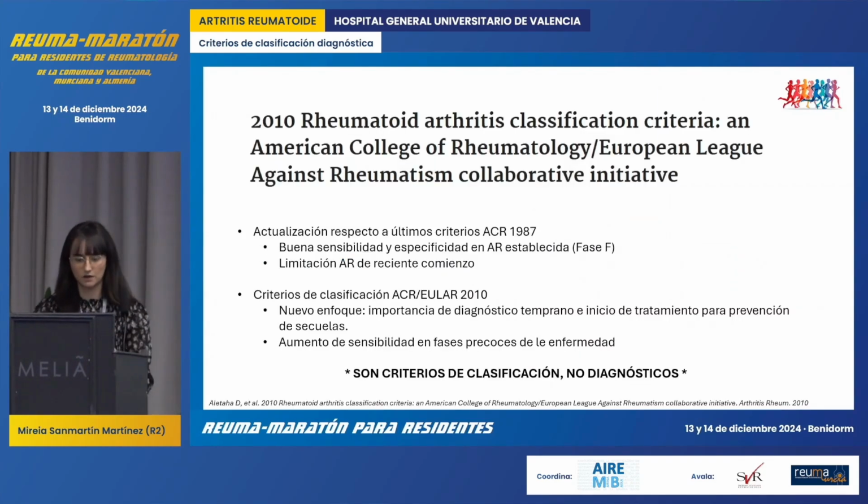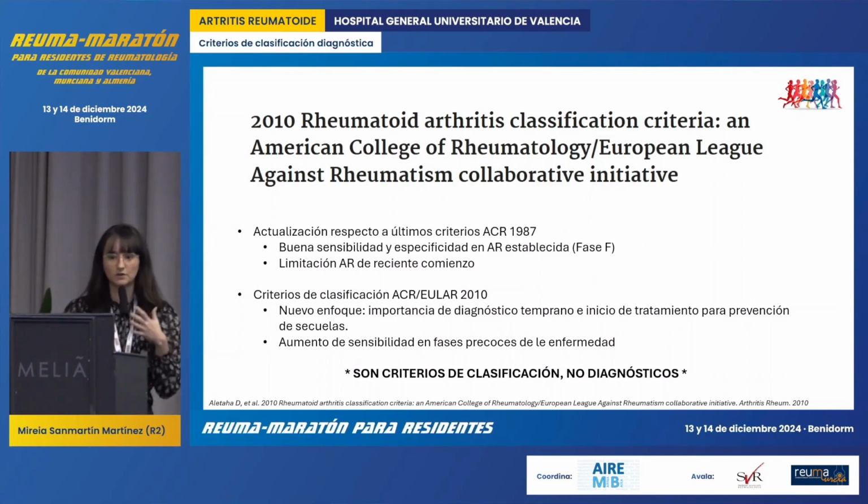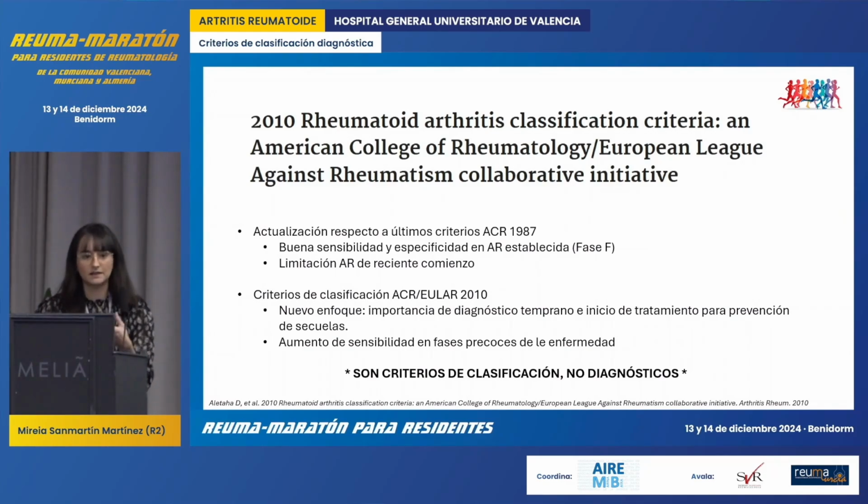And with that said, we now delve deeper into the diagnostic classification criteria, which currently are the 2010 ACR-EULAR criteria. These criteria are an update from the previous ones we had, which were the 1987 ACR criteria. Until then, they had not been updated. The 1987 criteria had very good sensitivity and specificity when it came to diagnosing an already established rheumatoid arthritis, that phase F we mentioned earlier. However, it has been observed that by then we are already diagnosing too late, since even in those criteria, radiographic changes were being scored. And this is something we want to avoid, reaching a diagnosis so late in our patients, as it will lead to lasting consequences for them.